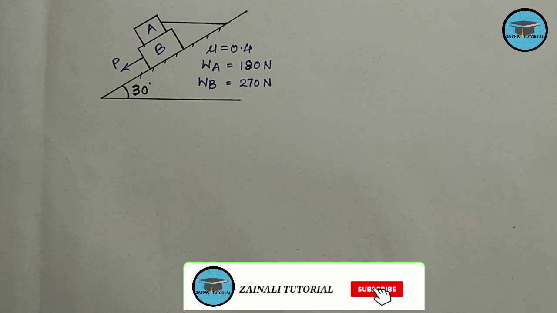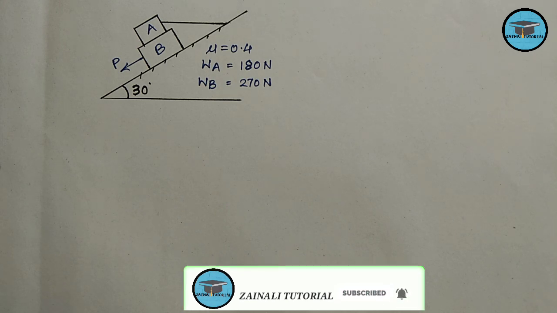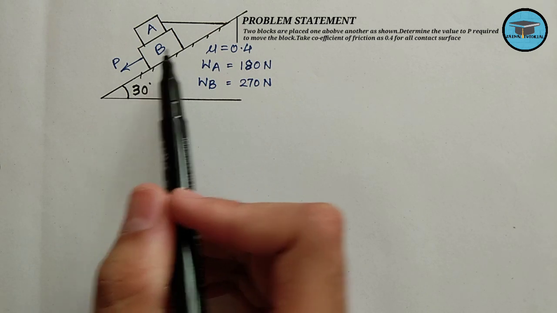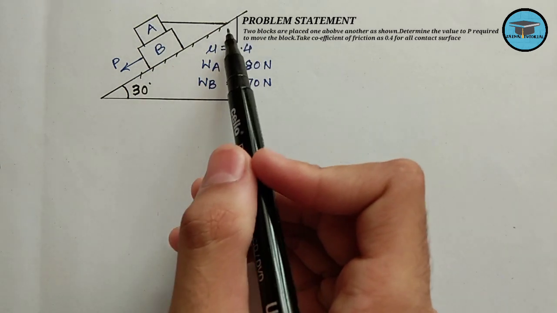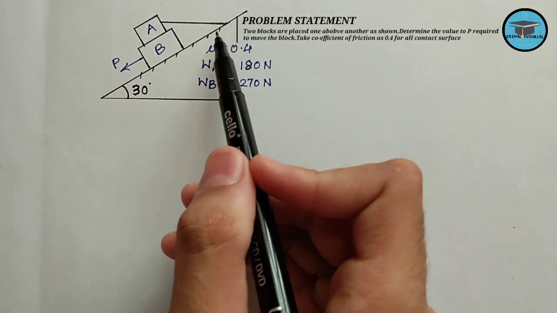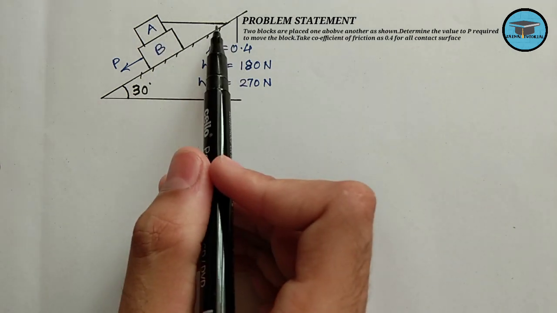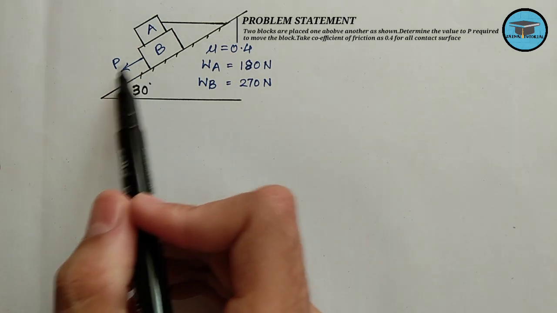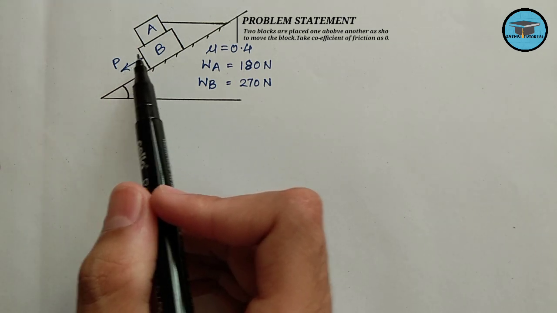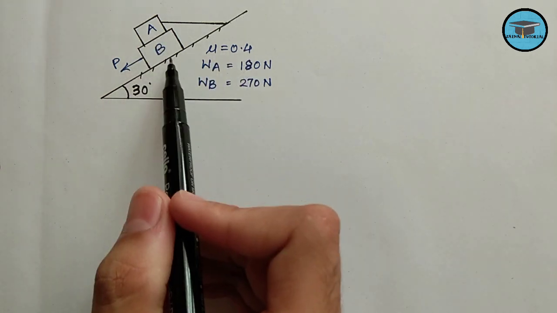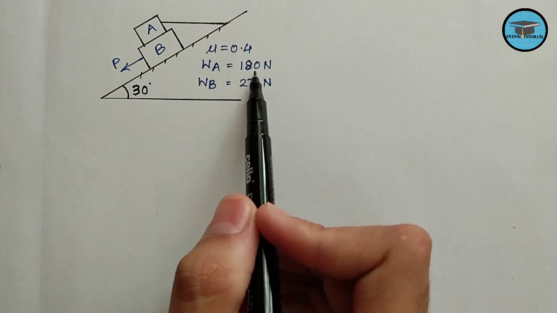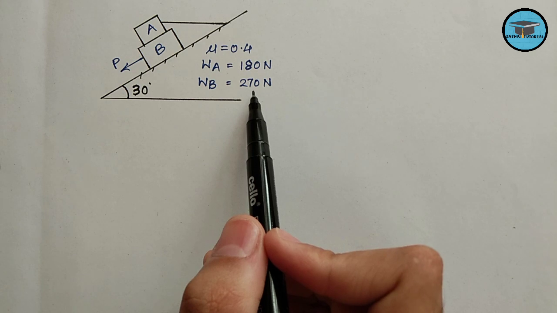So guys, I have mentioned the problem statement in the description box. It consists of two blocks A and B which are placed one above the other. Block A is connected to the inclined plane by means of a string. We need to determine the value of P which is required to just move this block. The coefficient of friction between all the contact surfaces is given as 0.4. The weight of block A is 180 Newton while the weight of block B is 270 Newton.